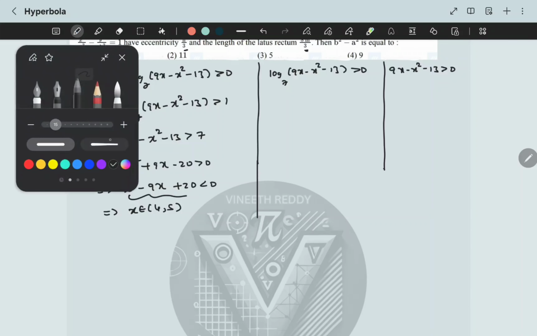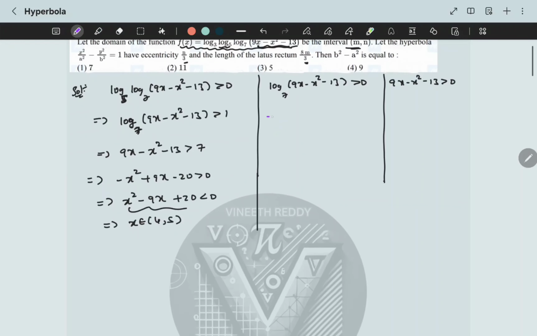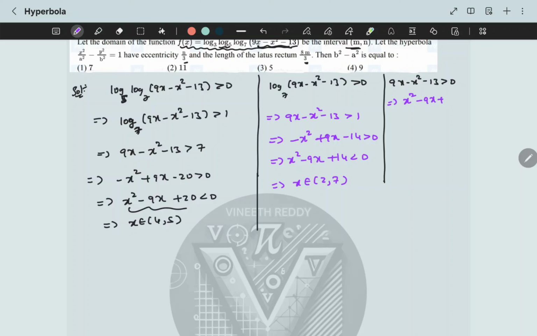Now let us take the second part. Here, if I apply anti-log once again, 7 raised to the power 0 should be 1. We get minus x square plus 9x minus 14 greater than 0, or x square minus 9x plus 14 less than 0. So from here x belongs to 2 to 7, because minus 2x minus 7x is minus 9x. Now the other condition says x square minus 9x plus 13 is less than 0.